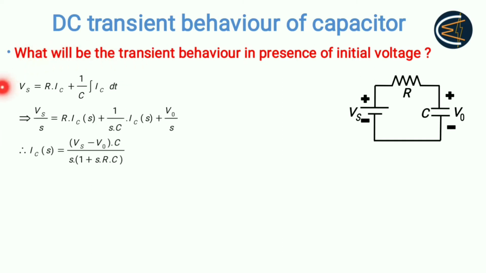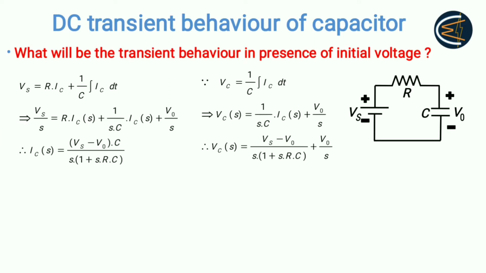So using KVL we can write Vs is equal to R Ic plus 1 by C integration of Ic dt, where Ic is the current flowing in this circuit. Okay, so if you perform the Laplace transform, you will see this will be the expression of the Laplace transform of the current flowing through the capacitor, Ic(s). Okay, and V0 is the initial value of the voltage that is already present across the capacitor, which I just told. So this is the Laplace transform of the current through the capacitor.